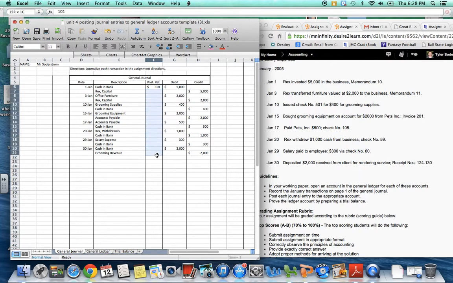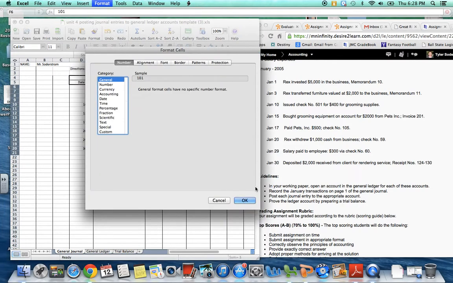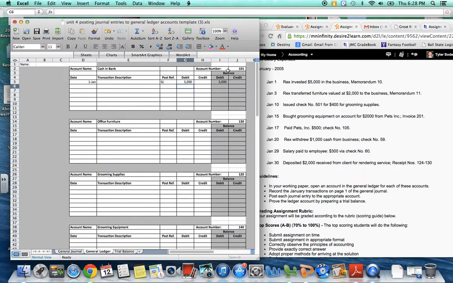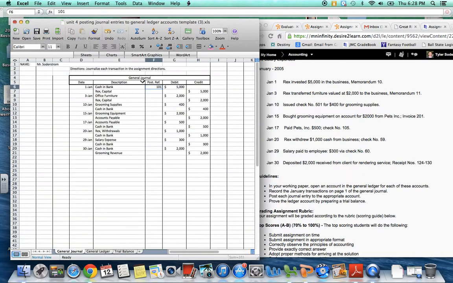And this really shouldn't be dollars, so I'm going to change the formatting to take away that dollar sign. And we'll just make it general. There we go. And again, the point of the post reference is so that if you were looking at this, you could verify this amount by cross-referencing it to this post reference. So I could go look in my general ledger. There's account 101. There's that $5,000 debit. And again, if I was looking at the ledger, I could cross-reference it here too by looking at my post reference. I see, okay, this is from the general journal. So I'll go back here and look at my general journal.